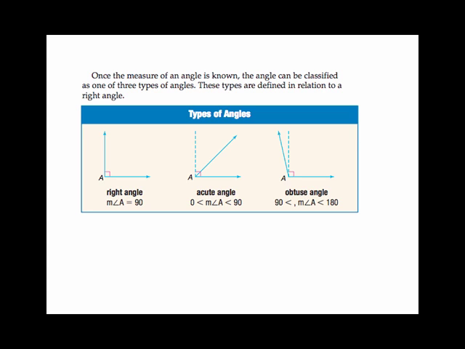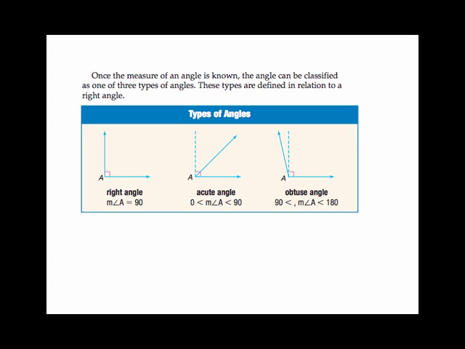These types are defined in relation to a right angle. A right angle is one that measures 90 degrees. A 90-degree angle has one ray, which would be a vertical line, and one ray, which would be a horizontal line. The two rays will be perpendicular to each other. And again, they form a 90-degree angle.